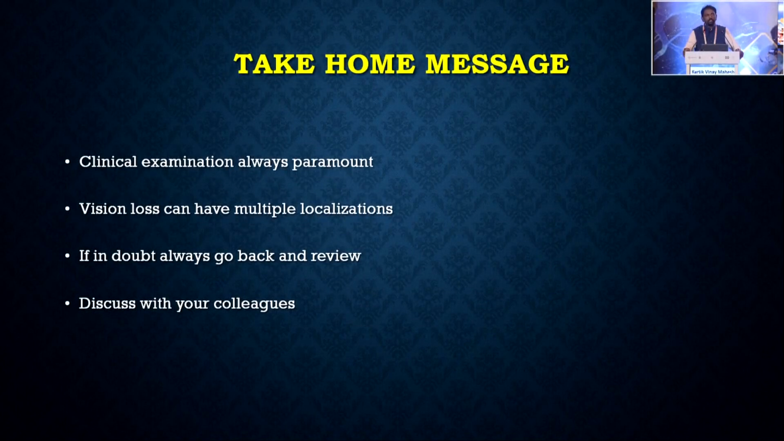So the take home message is you always have to clinically examine the patient. You have to localize before you send the patient for your MRI. Localize, then you don't ask the radiologist to give you a localization. You give the localization to your radiologist, then send it. Multiple localizations are always possible, and if you're in doubt, always go back and review. And in the practice of neuro-ophthalmology, never learn in isolation. You always have to communicate with your friends in ophthalmology. You have to communicate with friends in radiology. You have to communicate with your neurosurgeons also.